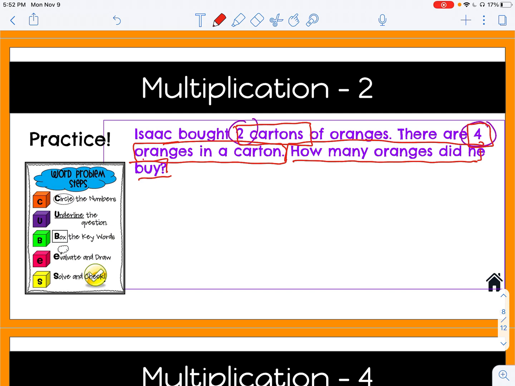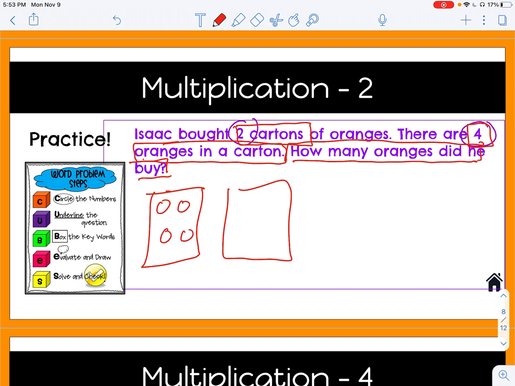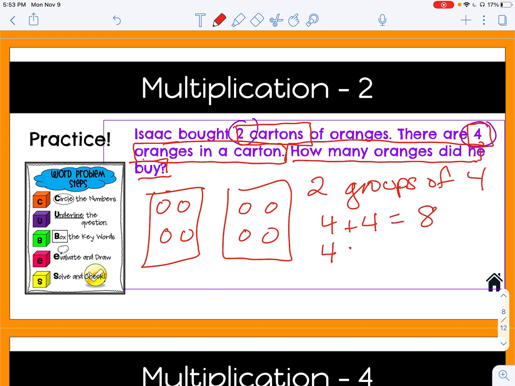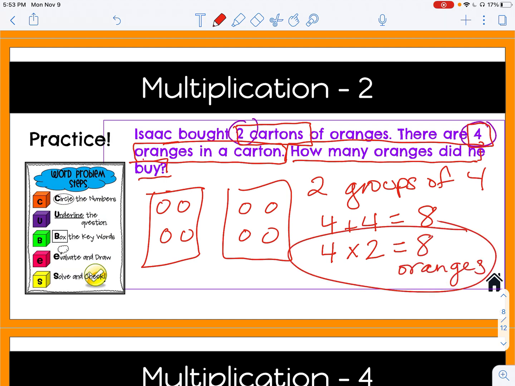Now I'm going to think about how this works. So if I have 2 cartons, so here's a carton, here's a carton. I have 2 of those. There are 1, 2, 3, 4, and 1, 2, 3, and 4. So I have 2 groups of 4, which means I am really doing 4 plus 4. We know that, but we also know that I'm just doubling my 4, so I'm also doing multiplication. So I'd have a total of 8 oranges.